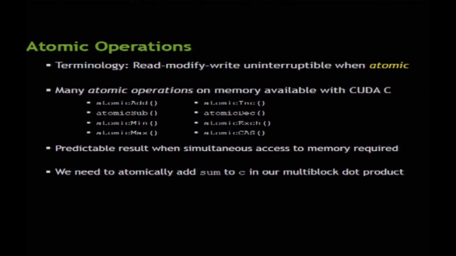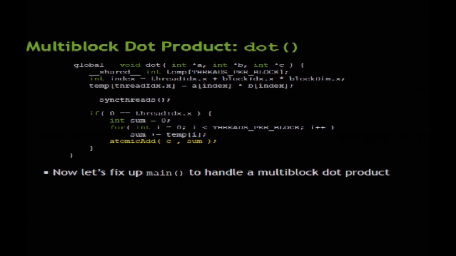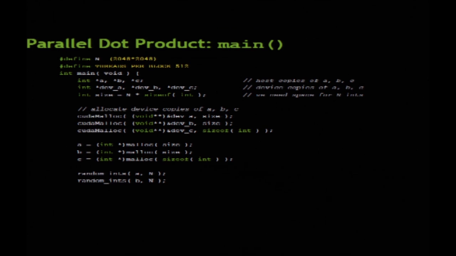And so basically in this example, we're going to add that sum up from all the different blocks using an atomic operation, the atomic add, and that's what we do here instead of just that straight write back to memory. We went through this, we'll review it again in a minute, but that essentially gives you your multi-block dot product. Here's the main kernel again.